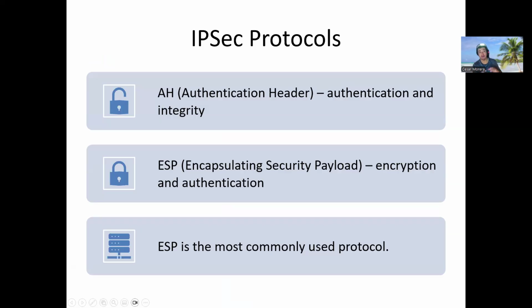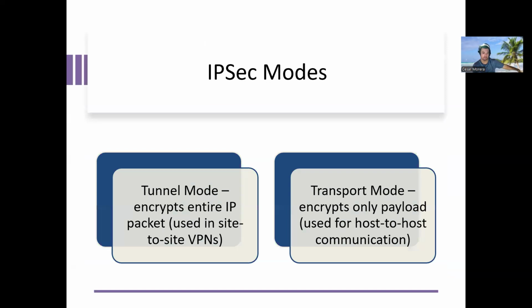What are some of the IPsec protocols? Authentication Header, AH, provides authentication and integrity. ESP, Encapsulating Security Payload, provides encryption and authentication. ESP is the most commonly used protocol. When we're talking about IPsec modes, tunnel mode encrypts the entire IP packet and is used in site-to-site VPNs. Transport mode encrypts only the payload and is used for host-to-host communication.